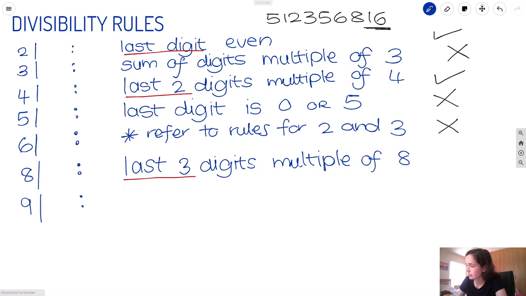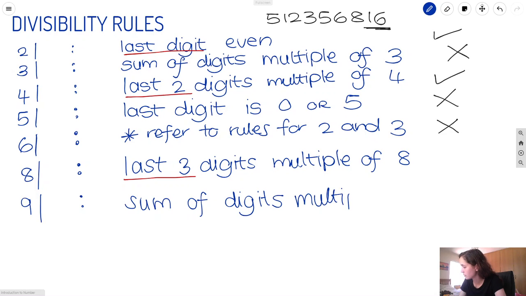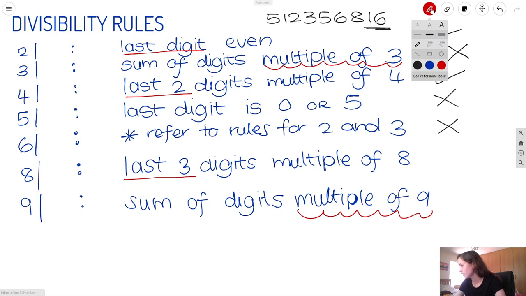For 9, the sum of digits must be a multiple of 9. Notice that for 3 we had the sum of the digits being a multiple of 3. Now for 9 we have the sum of the digits being a multiple of 9. We already said that the sum of these digits is 37, which is not a multiple of 9. So for 8 it was true, but 9 will not be true.